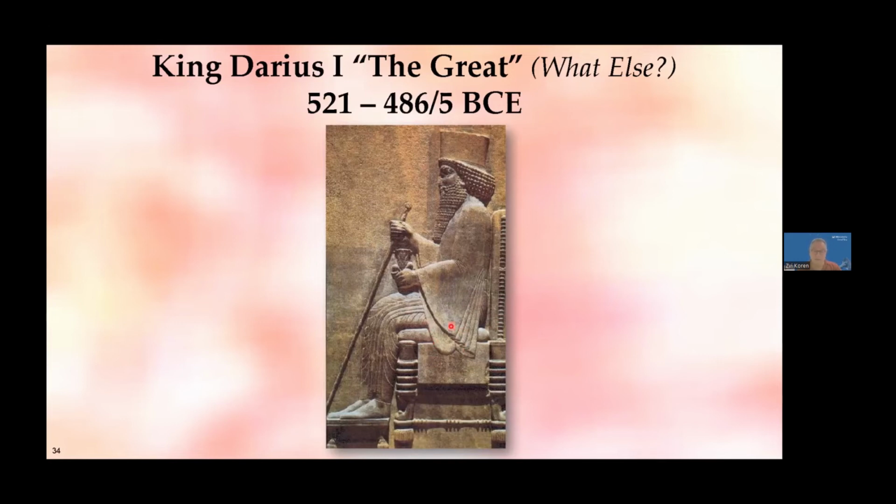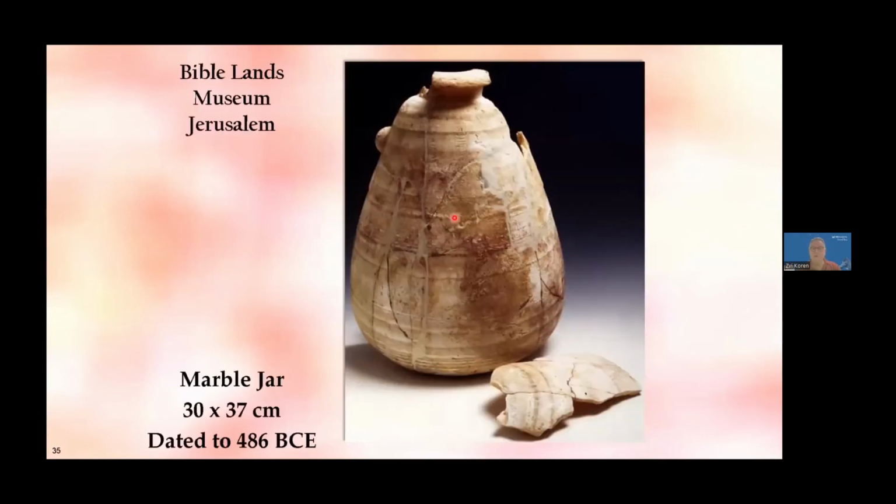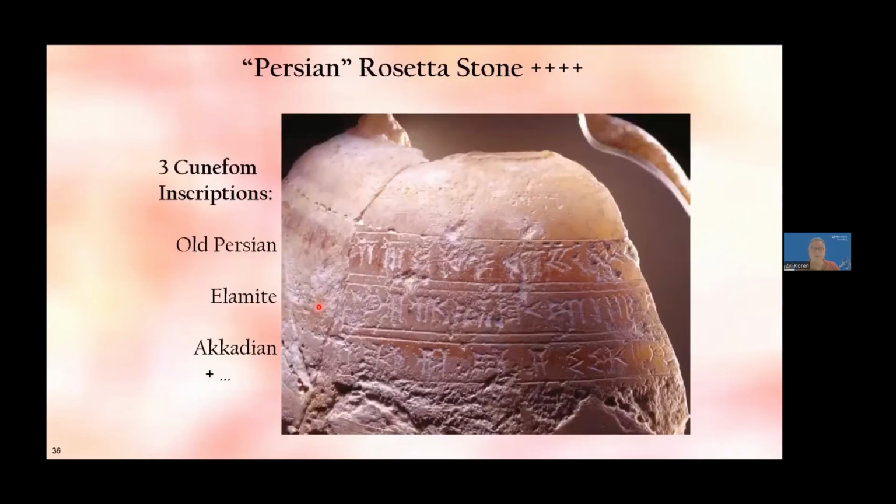This is a stone sculpture from Iran, and this is a beautiful marble jar in the Bible Lands Museum in Jerusalem. Not a big museum, but a nice-sized museum of Bible lands from all over the Mediterranean, the Middle East. This is the size of it, dated to about 486 BCE. Why? As you'll see in a second.